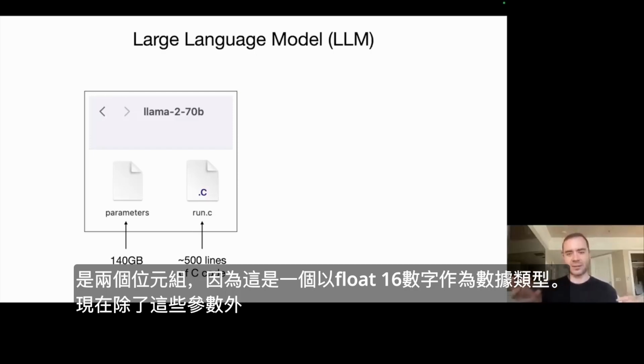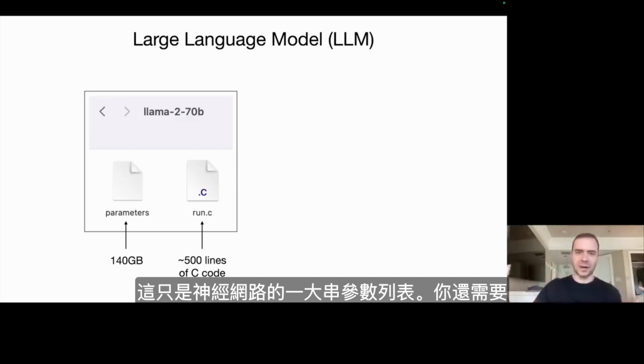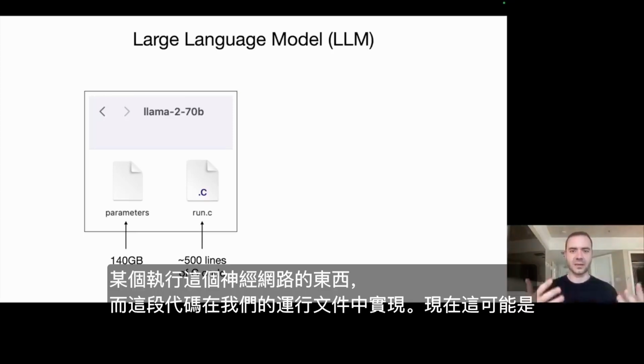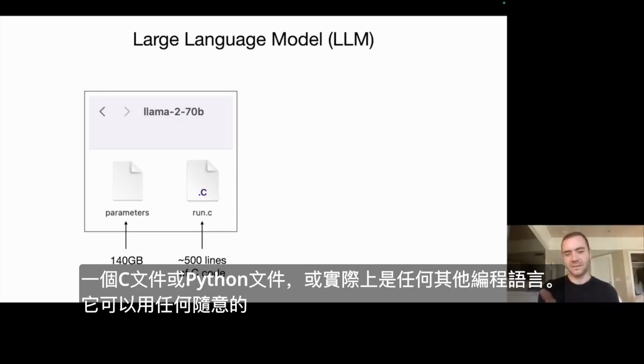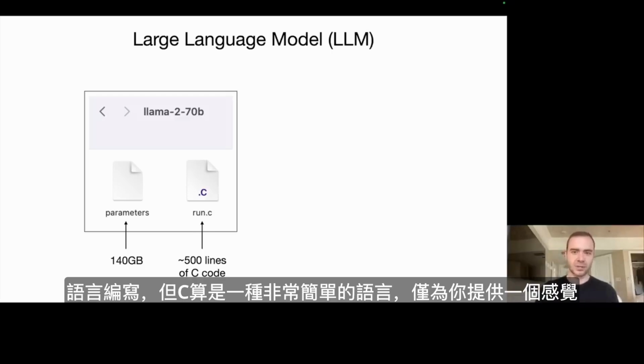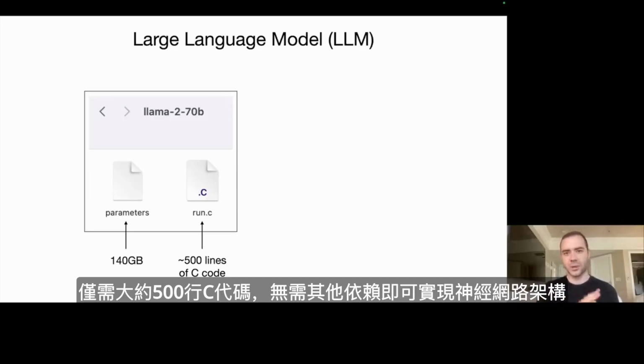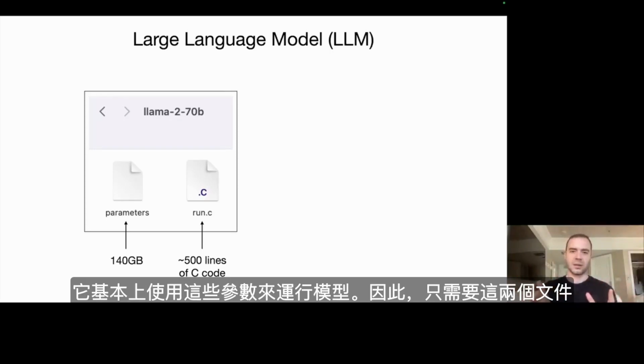Now, in addition to these parameters, that's just like a large list of parameters for that neural network, you also need something that runs that neural network. And this piece of code is implemented in our run file. Now, this could be a C file or a Python file or any other programming language, really. It can be written in any arbitrary language, but C is sort of like a very simple language, just to give you a sense. And it would only require about 500 lines of C with no other dependencies to implement the neural network architecture and that uses basically the parameters to run the model. So it's only these 2 files.